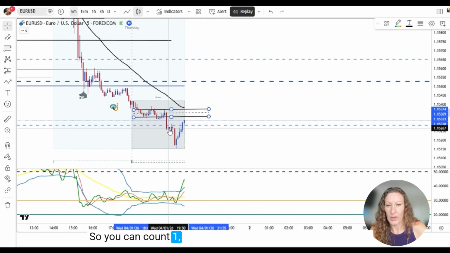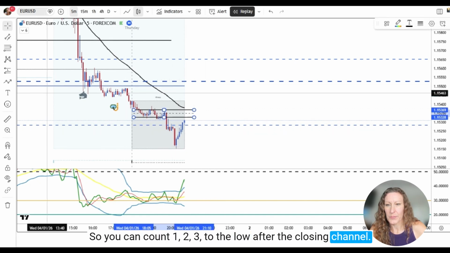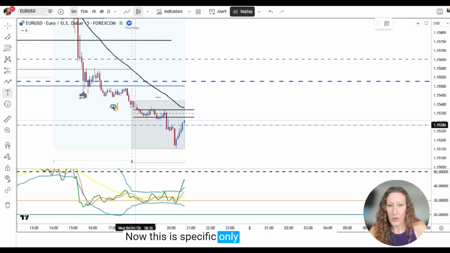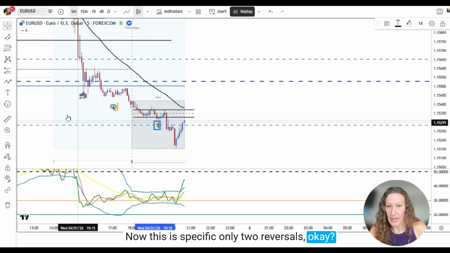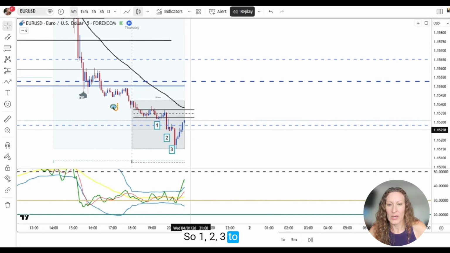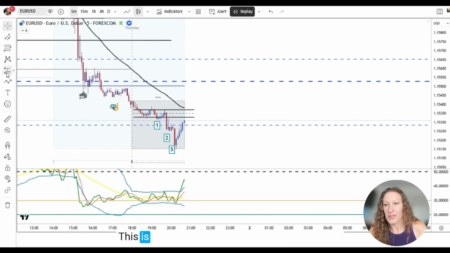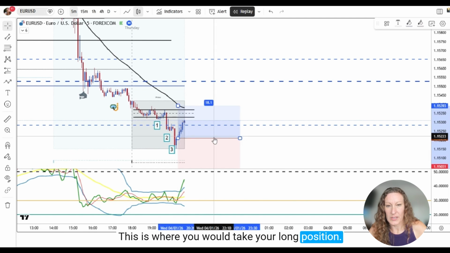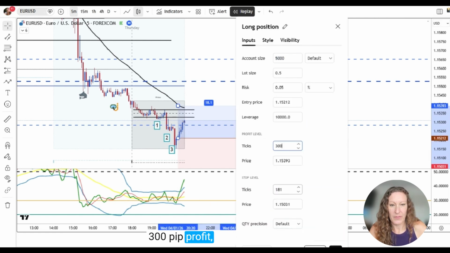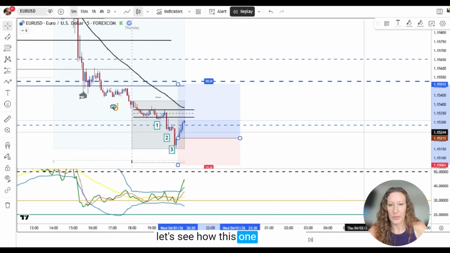So you can count 1, 2, 3 to the low after the closing channel. Now this is specific only to reversals, okay? This is not a normal 3x30 trade. So 1, 2, 3 to the low. There's your green red cross W at the 70. This is where you would take your long position. 300 pip profit, 15 pip stop loss, and let's see how this one plays out.